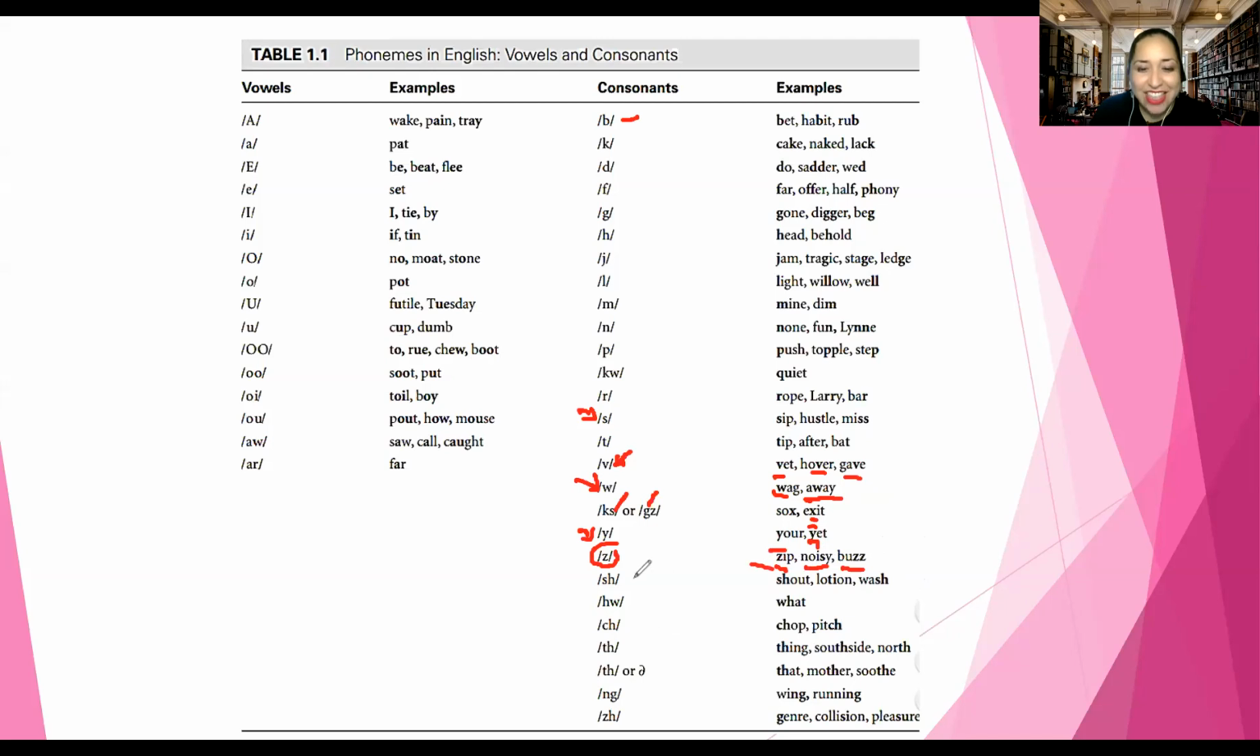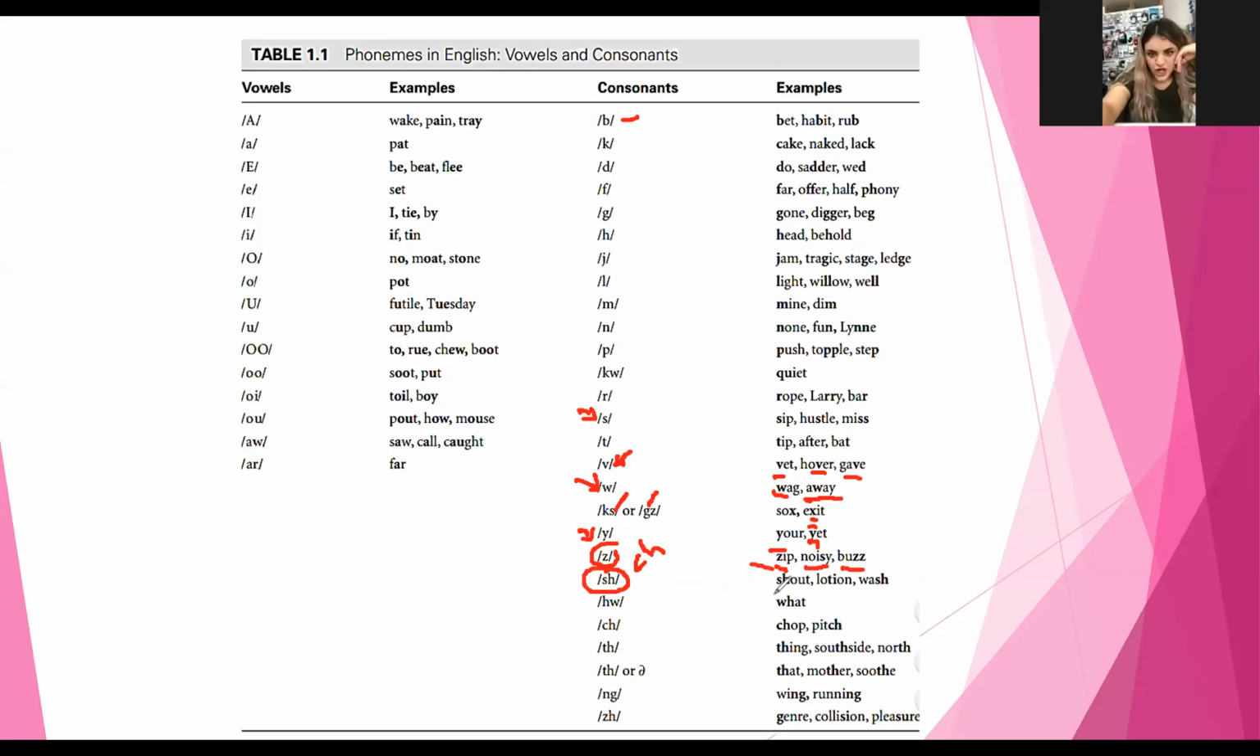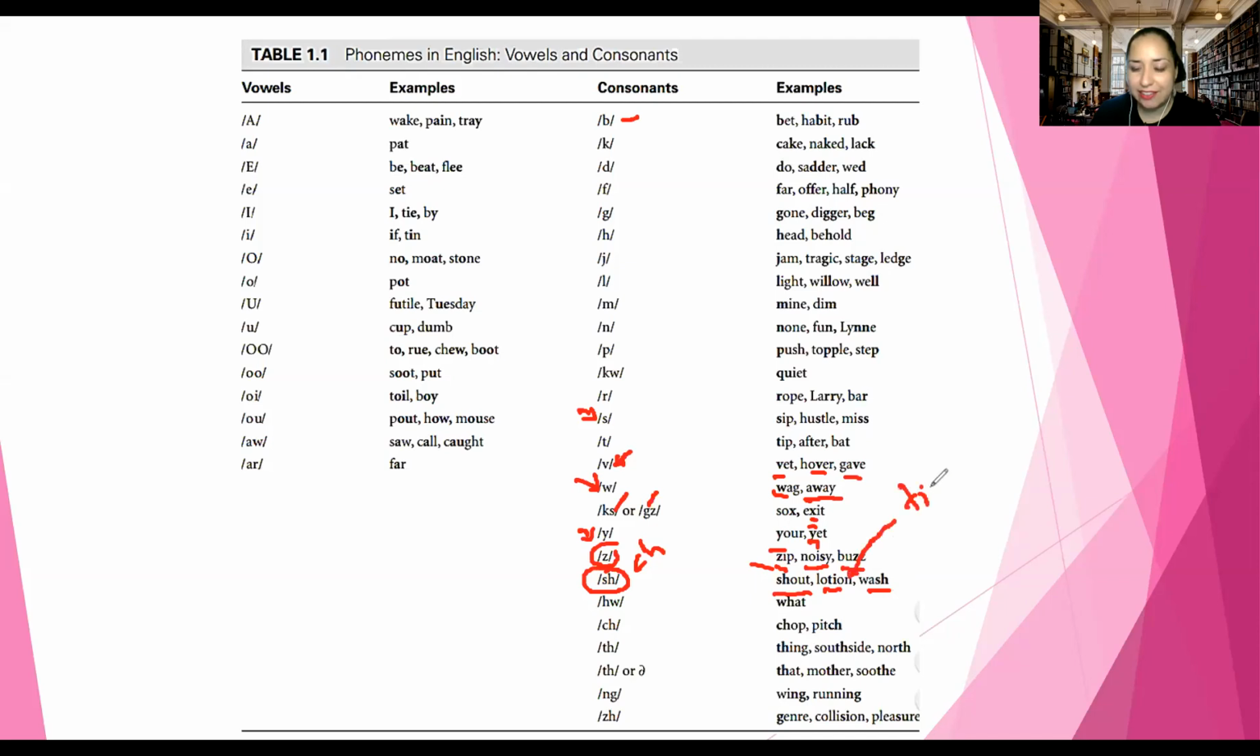Good. Then this one is also very good for us Spanish speakers because it sounds like she: shout, shout out, lotion, wash. So whenever we see a word that finishes like that, it's shone. And I always have this joke in here. It's like underwear, shones. So remember that pronunciation, Sean.